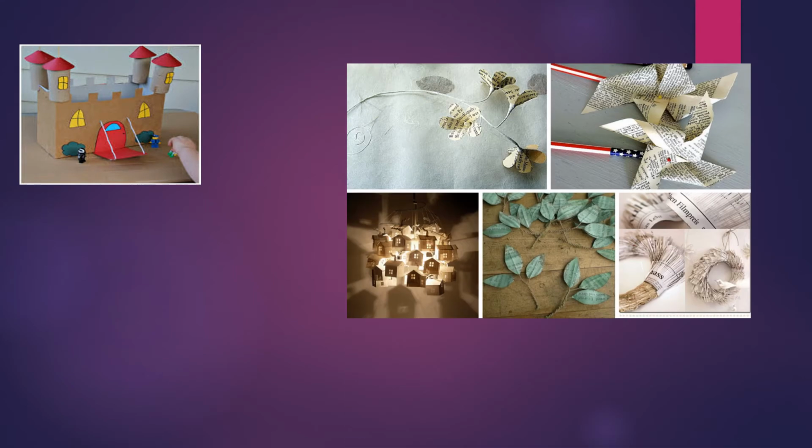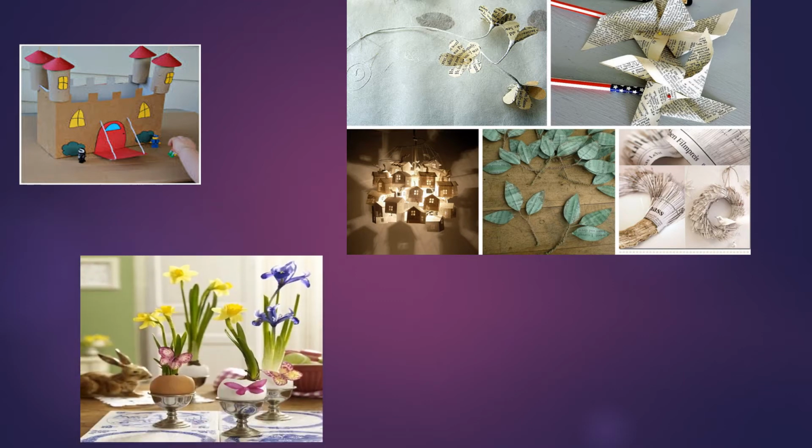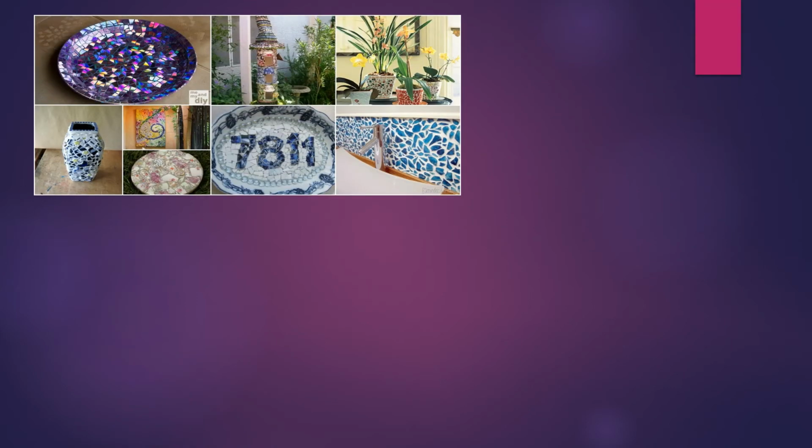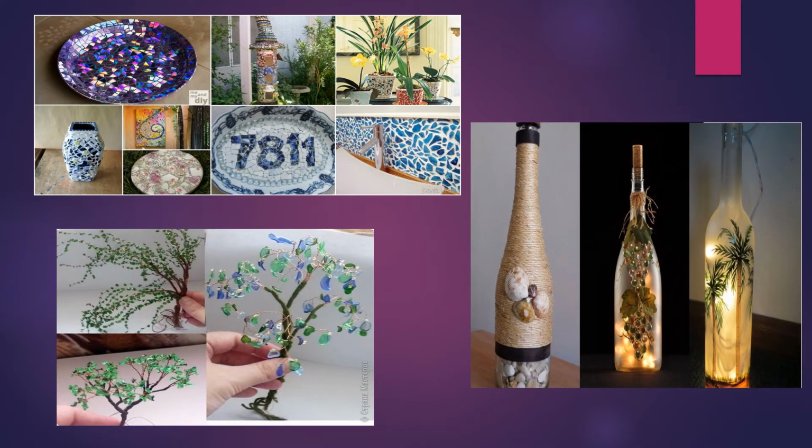Next, these are the things you can make using cardboard boxes, and see the beautiful decorative items made using newspaper. This is made by using eggshells, flower vases from eggshells. Next, by using broken glasses or mirrors, we can make so many decorative items. These are a few examples made from broken glass.